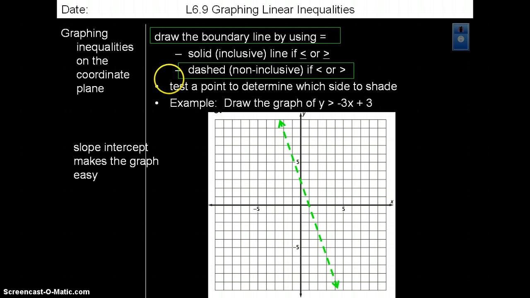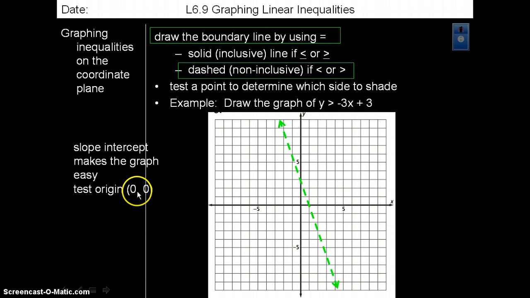Based on this plus 3, we know that the y-intercept is 3, and based on this negative 3x, it goes down 3 over 1. So the line itself is fairly easy to draw given that we have slope-intercept form. Our job now is to determine where we should be shading, because we could be shading to the left or below the line, or to the right or above the line.